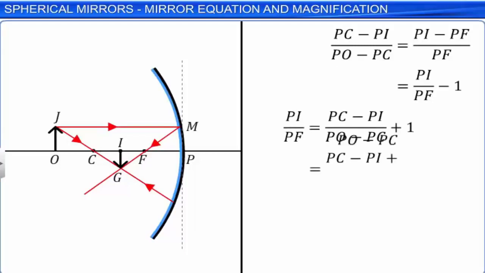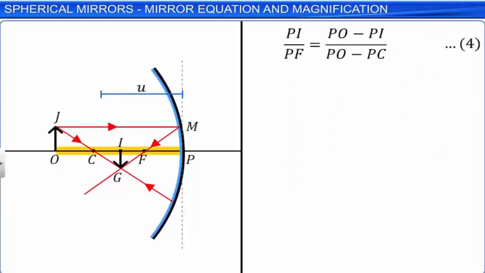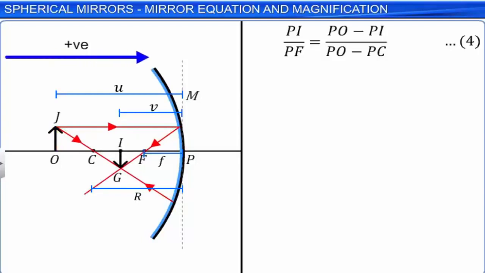We know that PO is the object distance, PI is the image distance, PF is the focal length, and PC is the radius of curvature. Now we need to apply the Cartesian sign convention to substitute appropriate values for these terms. Note that the object is to the left of the mirror, and hence the light rays are incident on the mirror from left to right. Hence, the direction from left to right is to be taken as positive. Now, on application of the Cartesian sign convention, we can write that PO is equal to minus U, PI is equal to minus V, PF is equal to minus F, and PC is equal to minus R, which is also equal to minus 2F.